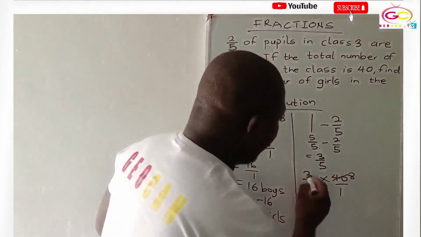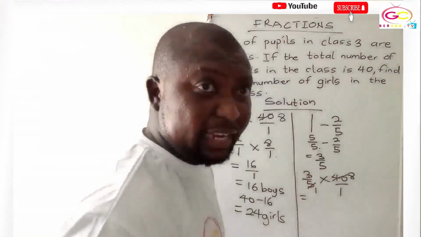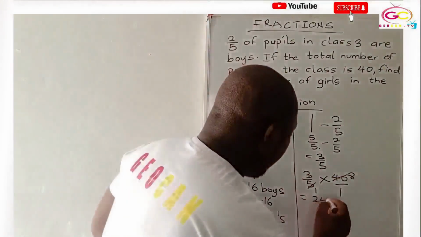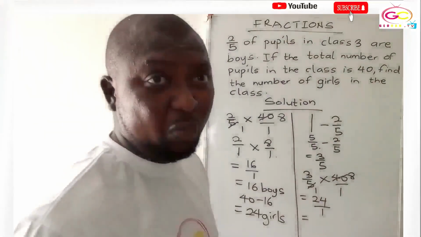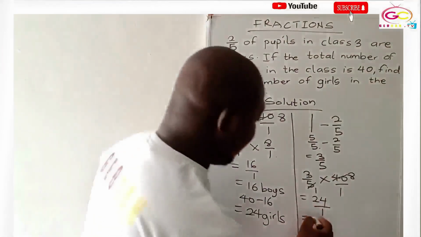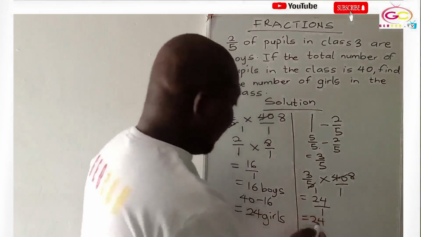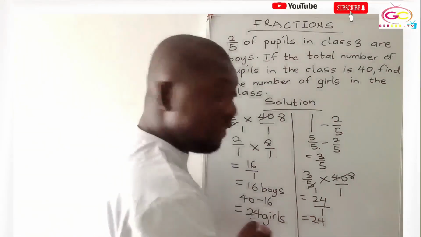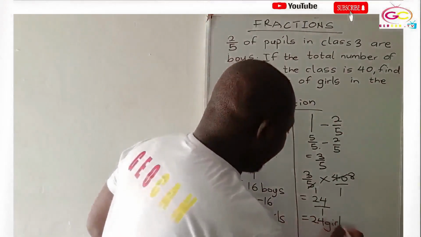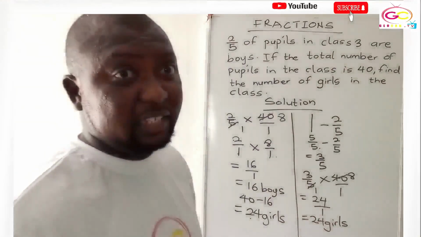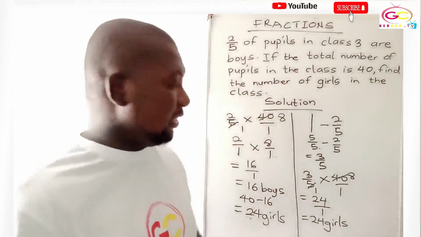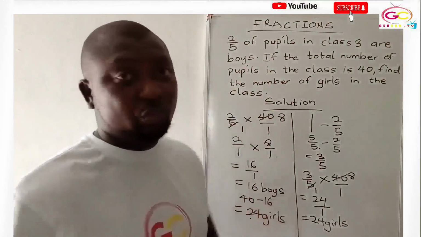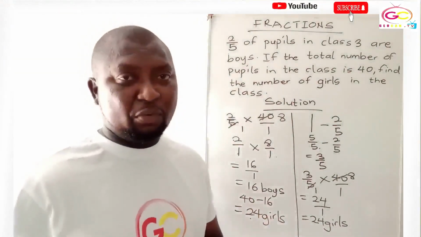What do we have here? 3 times 8 is 24. 1 times 1 will give us 1. Now, any number over 1 is the same as the number. So 24 over 1 is 24. Voila, look at that, 24. So we have 24 girls. Easy as ABCD. I believe you got it. Easy, easy, easy. Method 1 and method 2 gave us the same results.